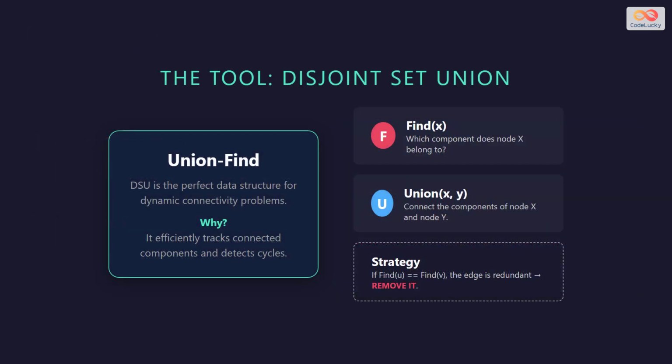To solve this efficiently, we will use the Disjoint Set Union, or Union-Find, data structure. DSU is excellent for tracking connected components and detecting cycles dynamically. If we try to add an edge between two nodes that are already in the same component, that edge is redundant and can be removed.